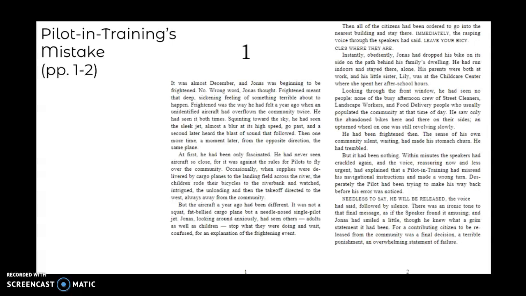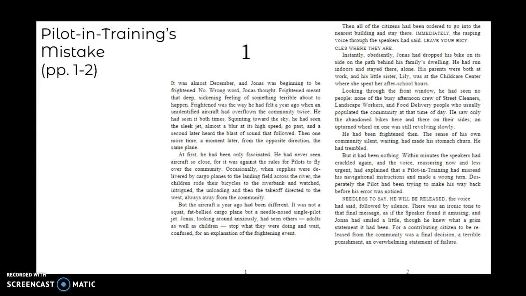It was almost December, and Jonas was beginning to be frightened. No, wrong word, Jonas thought. Frightened meant that deep, sickening feeling of something terrible about to happen. Frightened was the way he had felt a year ago when an unidentified aircraft had overflown the community twice. He had seen it both times. Squinting toward the sky, he had seen the sleek jet, almost a blur at its high speed, go past, and a second later, heard the blast of sound that followed. Then one more time, a moment later, from the opposite direction, the same plane.